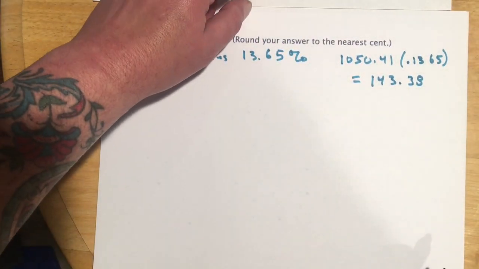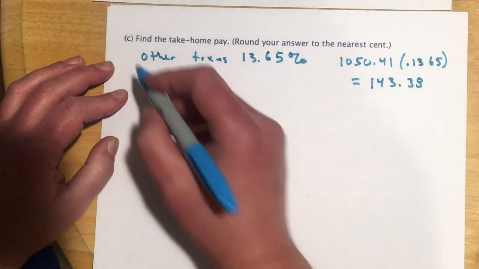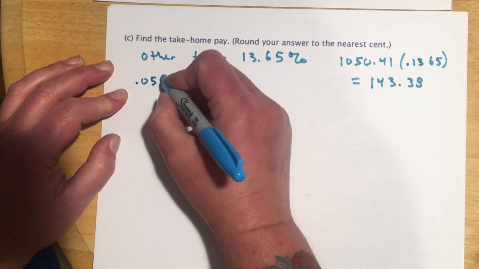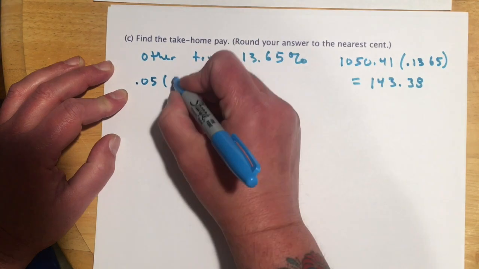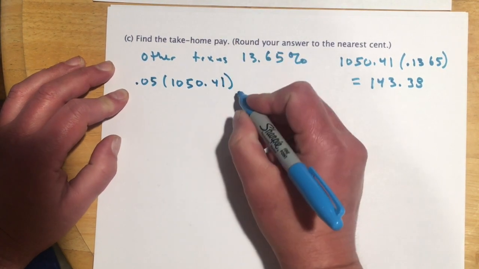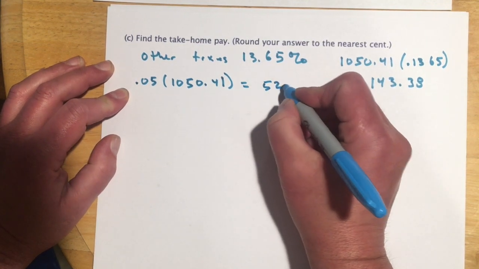And then we have our federal withholding already. And we just need to go back and grab retirement. And so if we do 5% of her gross goes to retirement. And so that number was 52.52.